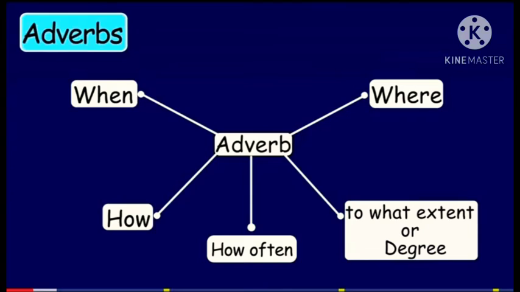Now let us see how an adverb can modify a verb, adjective or adverb. In which ways? It can tell you when the action is done, where the action is done, how the action is done, how often the action is done, and to what extent or degree the action is done. So these are the most common ways in which an adverb can modify another adverb or adjective or verb.